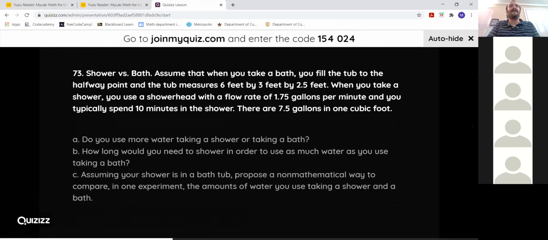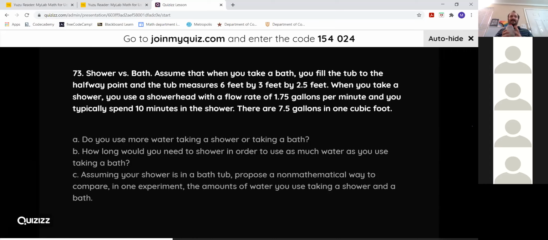Shower versus bath. We are going to compare how much water you use in a shower versus how much water you use in a bath. So you fill the tub to a halfway point, and the tub measures 6 feet by 3 feet by 2.5 feet. So they're giving us a tub dimensions. They're telling us we're going to fill it halfway. When we take a shower, your shower head has a flow rate of 1.75 gallons per minute, and you typically spend 10 minutes in the shower. There are 7.5 gallons in 1 cubic foot.